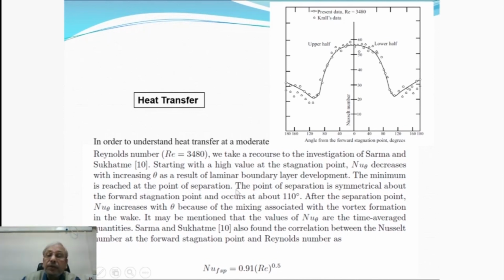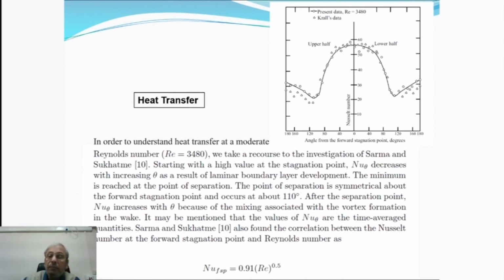Minimum is reached at the point of separation. The point of separation is symmetrical about the forward stagnation point. So from the stagnation point, if we go to the upper half and to the lower half, for instantaneous flow, vortex shedding will be taking place and the flow is unsteady. But if we derive the statistics of the mean flow, then we find the separation point is at 110 degree from the leading edge.